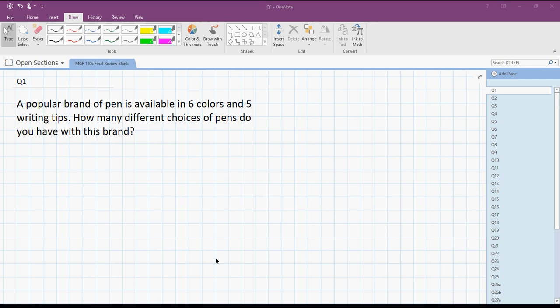So since this is the fundamental counting principle, you multiply your options together. We're going to take 6 times 5, and what do we get? 30. 30 different pen choices. So all you do with the fundamental counting principle is take all of your options and multiply them together. Okay? Any questions so far?